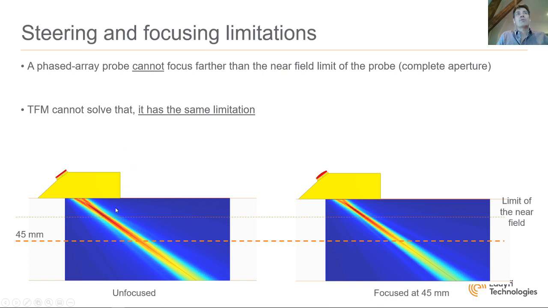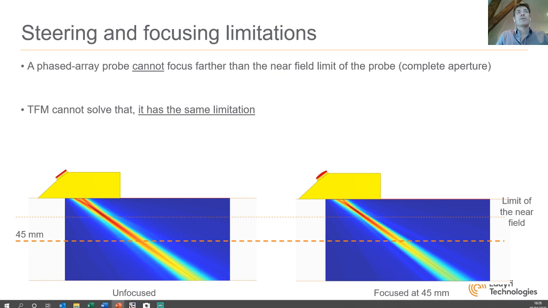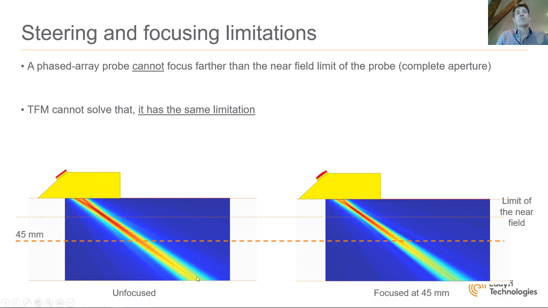Here is an example. We have a phased array probe, and the limit of our near field is right here. Here I'm not focusing the energy, and you can see how the energy propagates and focuses at the limit of the near field. Here I'm telling the system, please focus at 45 millimeter. This is past the near field, and you can see that the beam is still focusing at the limit of the near field. So again, if you want to do TFM, you have to choose your probe carefully.